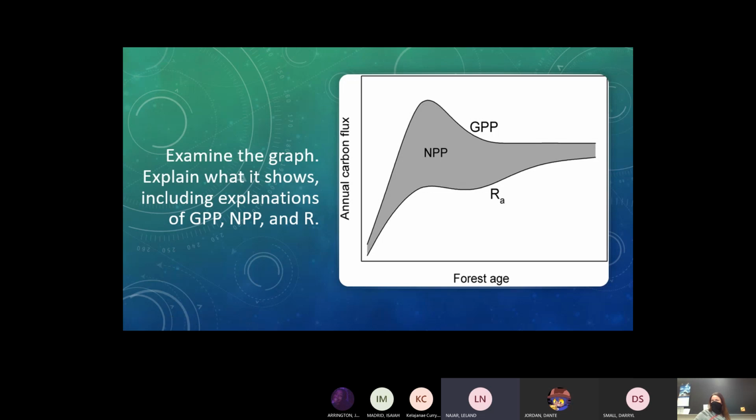Forest age, annual carbon, and I see both NPP and GPP in there, and I see R to the A, or whatever that is. All right, so it shows a graphical version of the formula that you just did. What does that gray area represent?